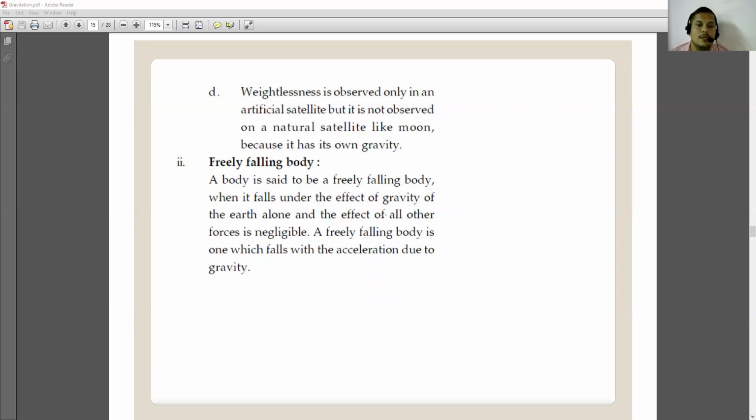when it falls under the effect of gravity of the earth alone. Means when that body is falling freely, then only the gravity of earth is the effect of that free falling and the effect of all other forces is negligible.